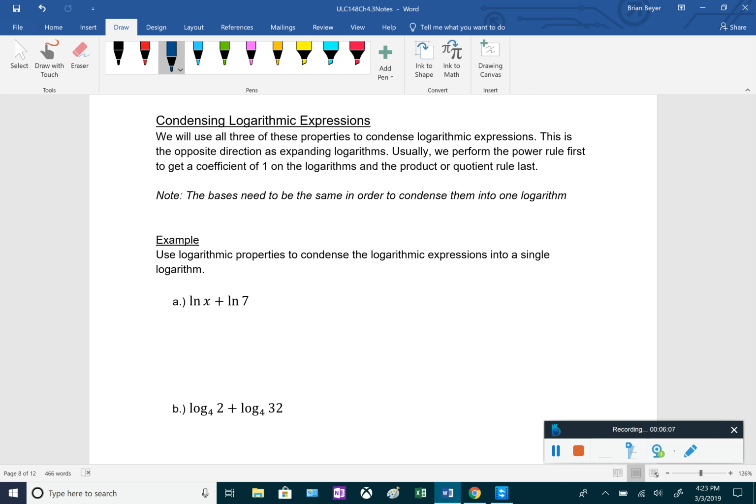So usually, but not always, we can perform the power rule first. We need to get a coefficient of 1 on the logs before we can condense them. And then we can do the product and quotient rule after that. So in order to combine these logs to condense them, we need to have the same bases on the logarithms.